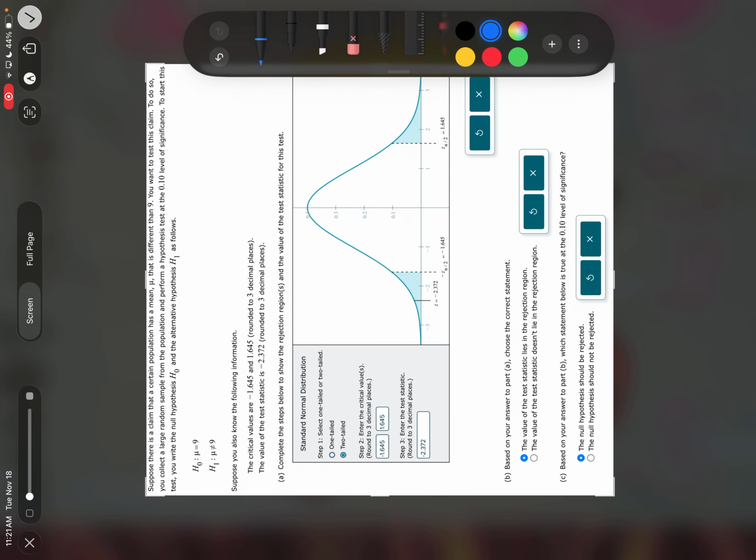Okay, so this one looks like it's not in the rejection region, right? It's in the white area. So what we're going to say is it is not rejected. It doesn't lie in the rejection region. It's not rejected. There is not evidence. That is the key here on these, to make sure you get the ones that say not in there.